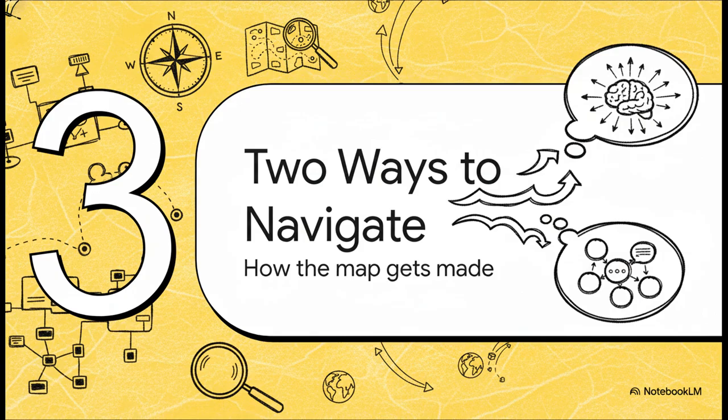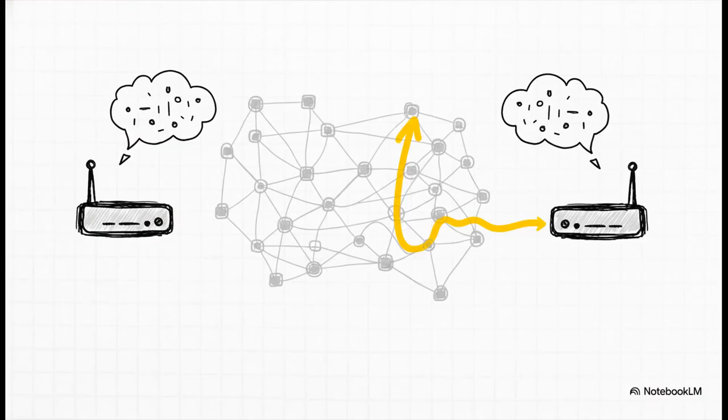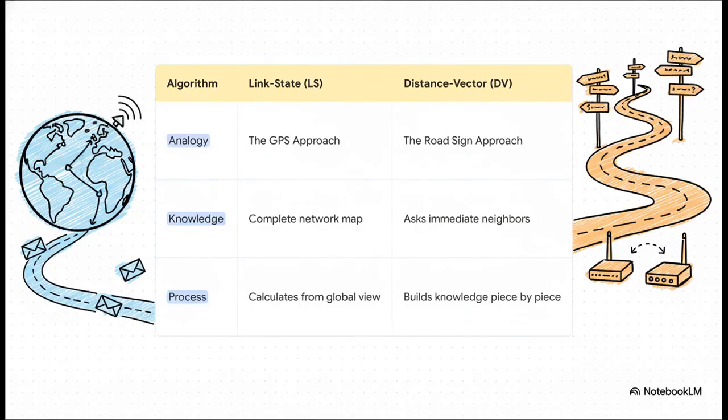Okay, so if routing is all about making that map, how does the network actually create it? I mean, how do all of these different routers agree on what the best paths are? Well, it turns out there are two main strategies or philosophies for building these maps. It all comes down to something called routing algorithms. They're essentially the rules that let all the routers talk to each other to figure out the most efficient routes for all those millions and millions of little packets. So let's break these two down.